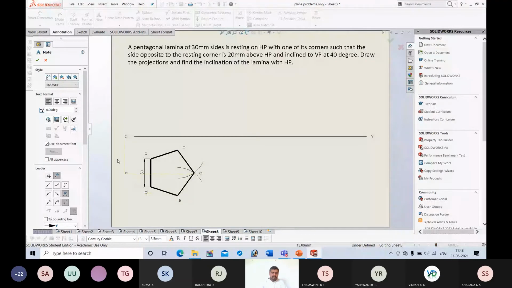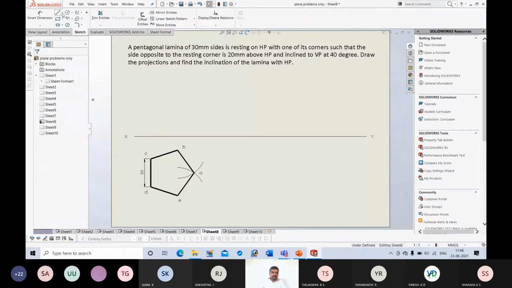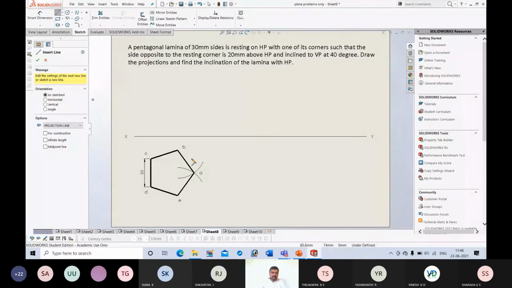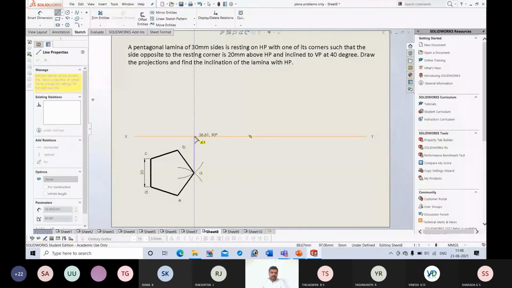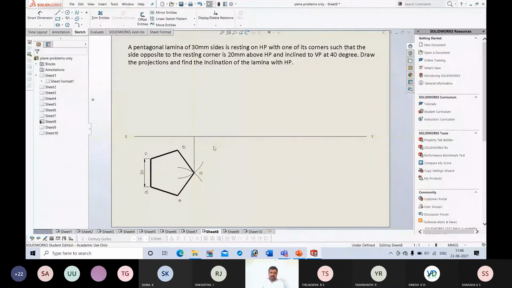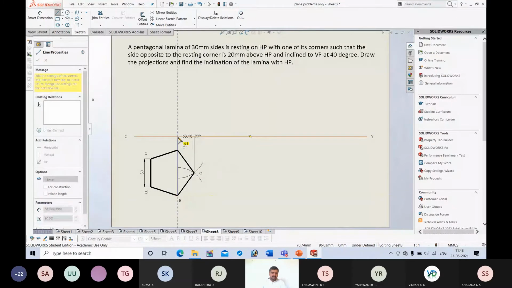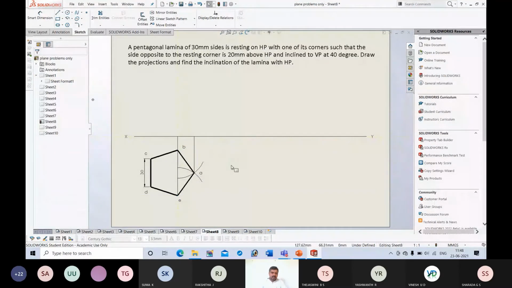Next, I will project the points and get the front view. So project the points. This is the projector of A. Next, projectors of E and B. Next, C and D.